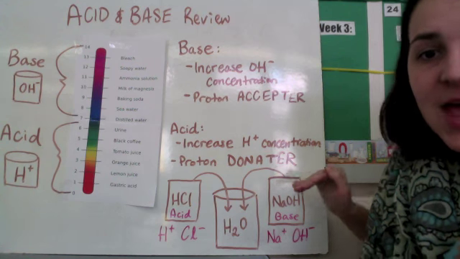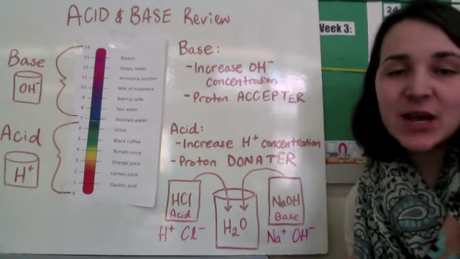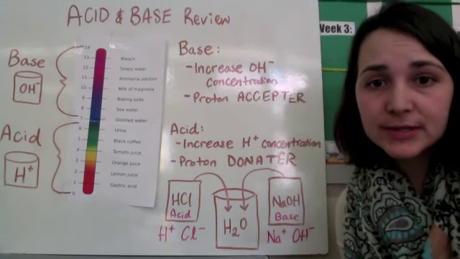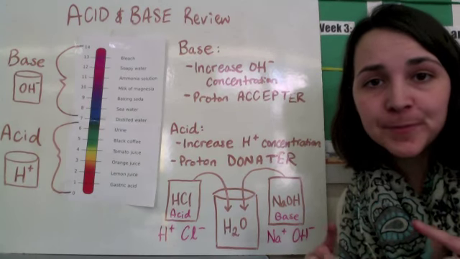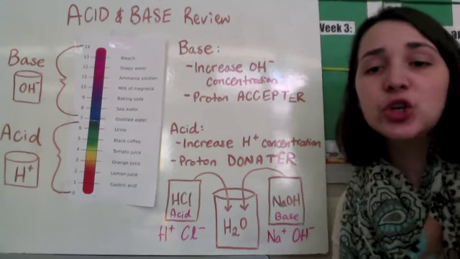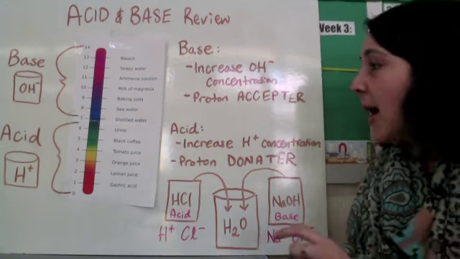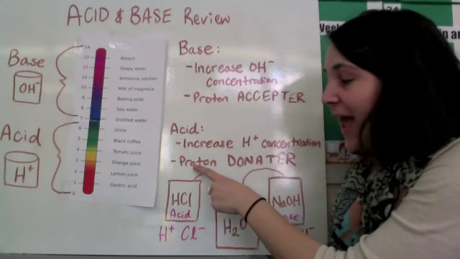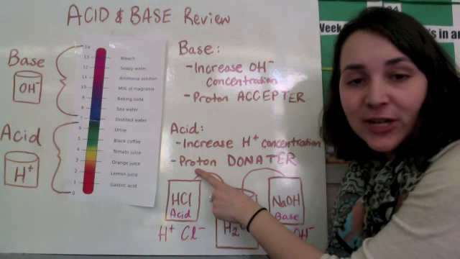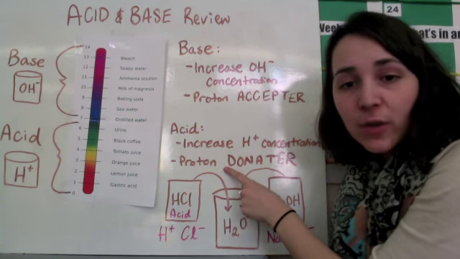All right? Now, the other theory that we talked about in class today was looking more at protons. And specifically, those protons were the movement of our hydrogen. So in this case, we have two differentiations here. A base is differentiated by being a proton acceptor, while an acid is differentiated by being a proton donator.